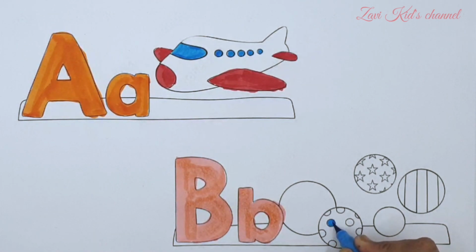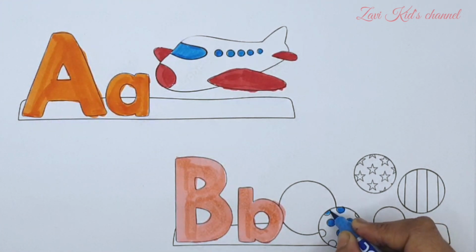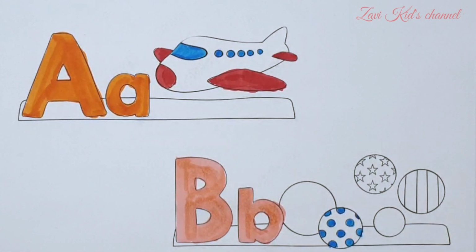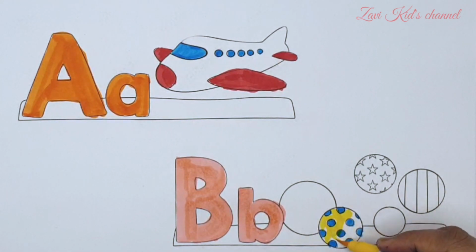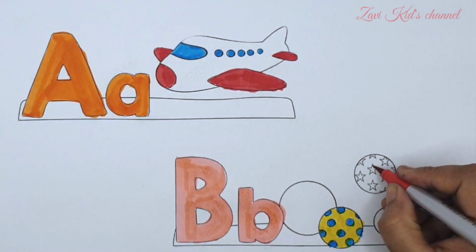B for ball. Blue color. Here we have balls with different colors, which we have to prepare with different colors. Yellow color. B. B for ball. Red color.